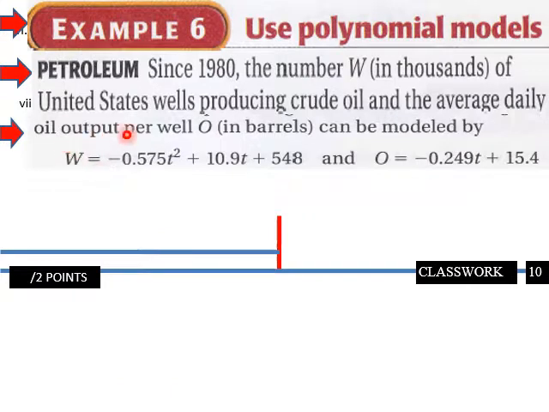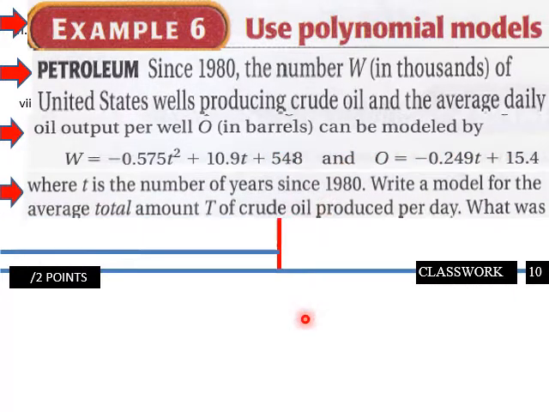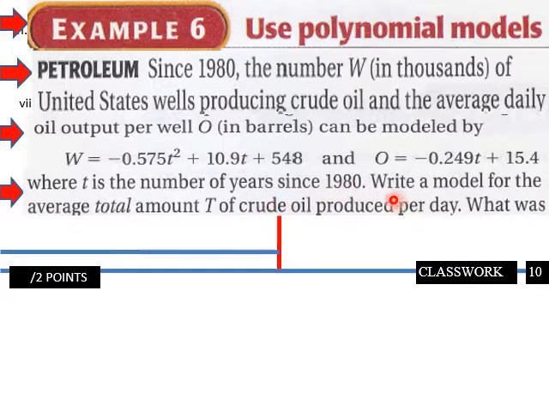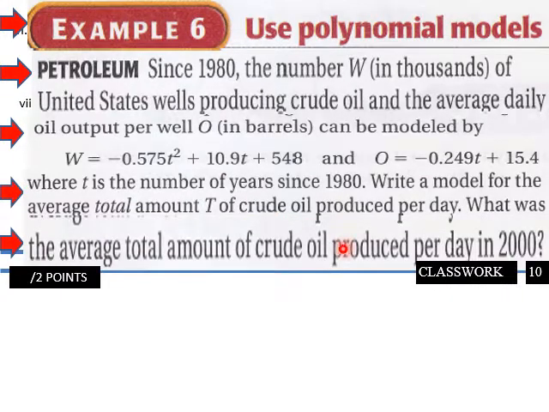Example 6, we have a word problem here. We have a crude oil situation here where the average daily oil output per well in barrels can be modeled by this, by O. W is in thousands, since the number W in thousands of United States wells producing crude oil is modeled by this. So we have wells, and then we have oil production from wells, where T is the number of years since 1980. Write a model for the average total amount T of crude oil produced per day. So what was the average total amount of crude produced in 2000?